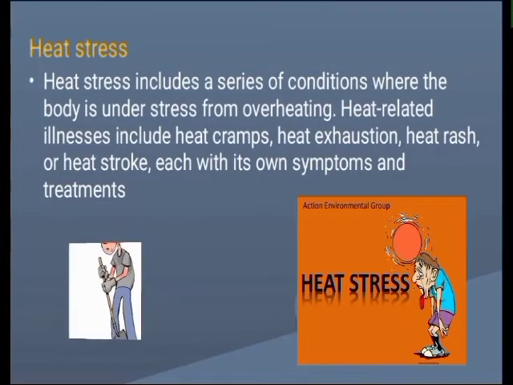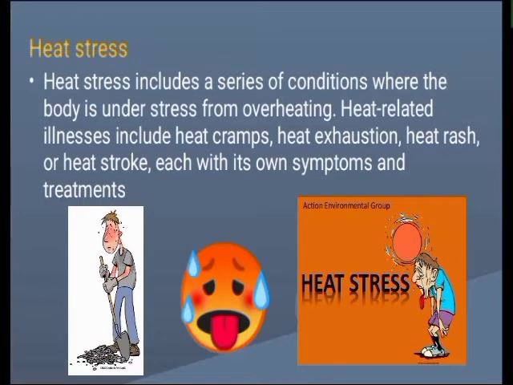Heat stress. Heat stress includes a series of conditions where the body is under stress from overheating. Heat-related illnesses include heat cramps, heat exhaustion, heat rash, or heat stroke, each with its own symptoms and treatments.